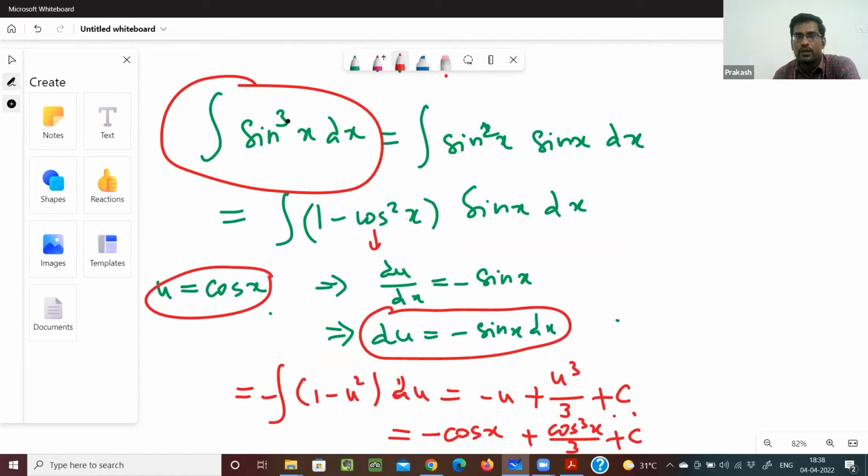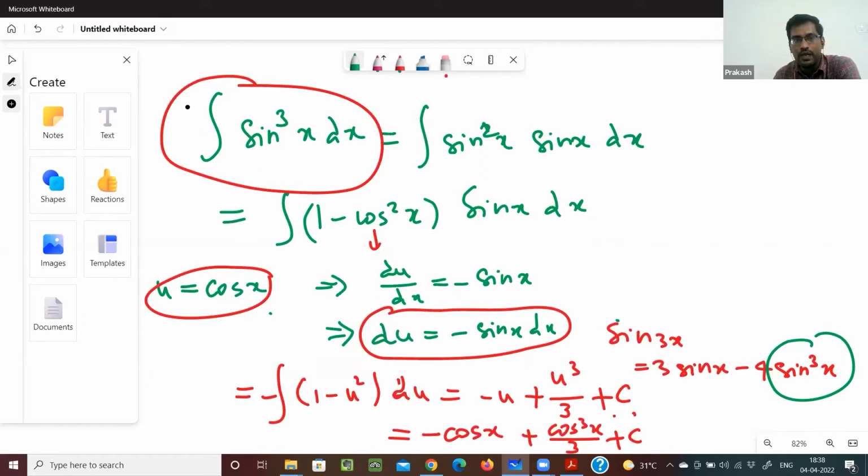But how can we? Only you need to know the sin 3x formula. So sin 3x is nothing but 3 sin x minus 4 sin cube x. So from this, we can evaluate sin cube x. If you are substituting here, we can evaluate this integral value without any substitution.